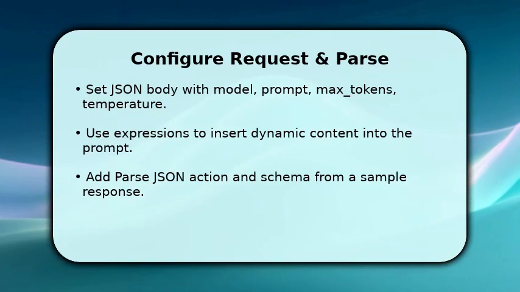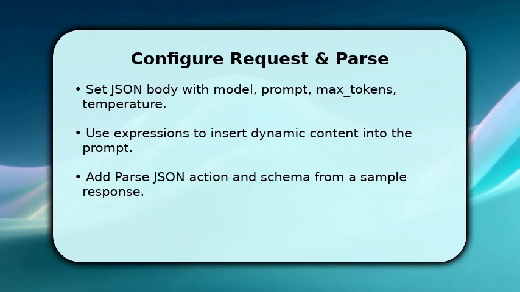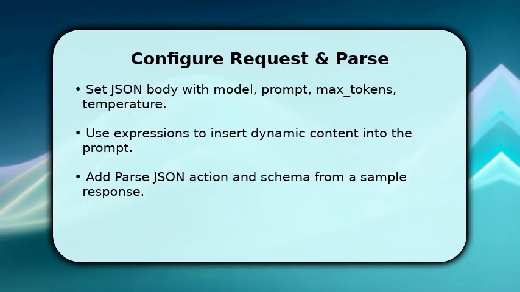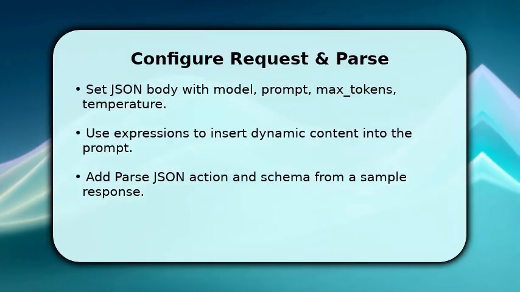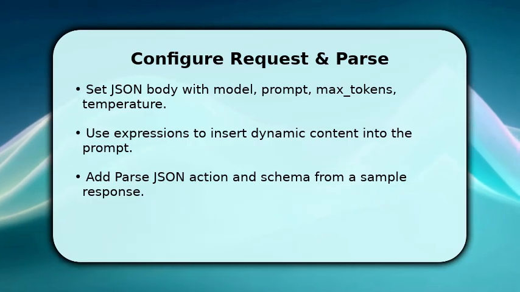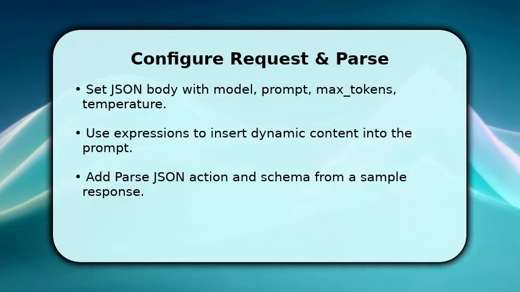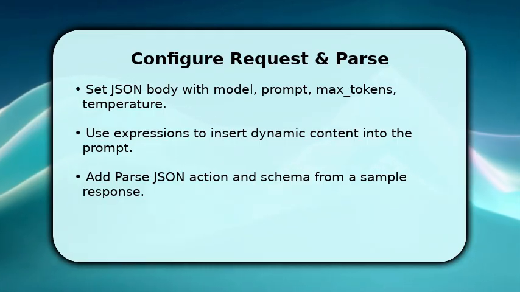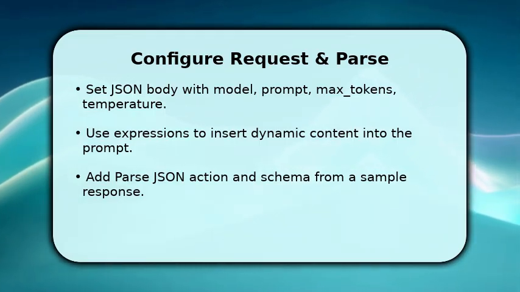Once done with the HTTP action, craft the JSON payload. Pick model, prompt, max tokens, and temperature, and include any system messages. Then, use Power Automate expressions to inject dynamic content like form fields or variables into the prompt, so results are contextual. After you receive the response, add a parse JSON action using a sample response to extract fields.